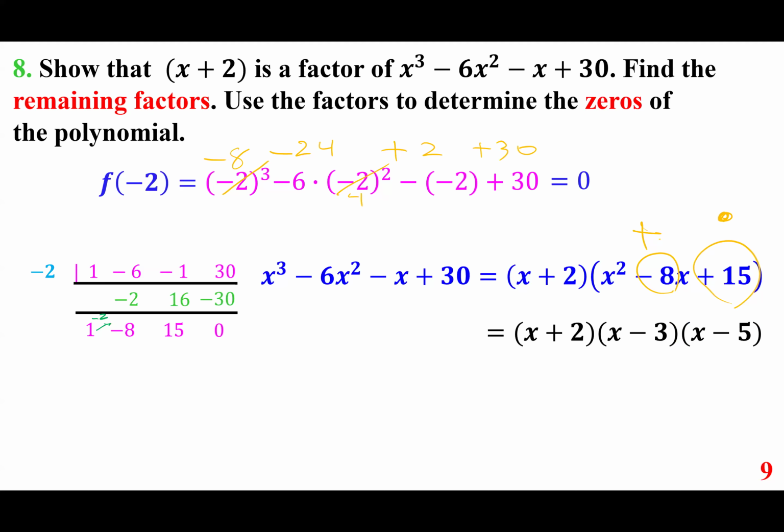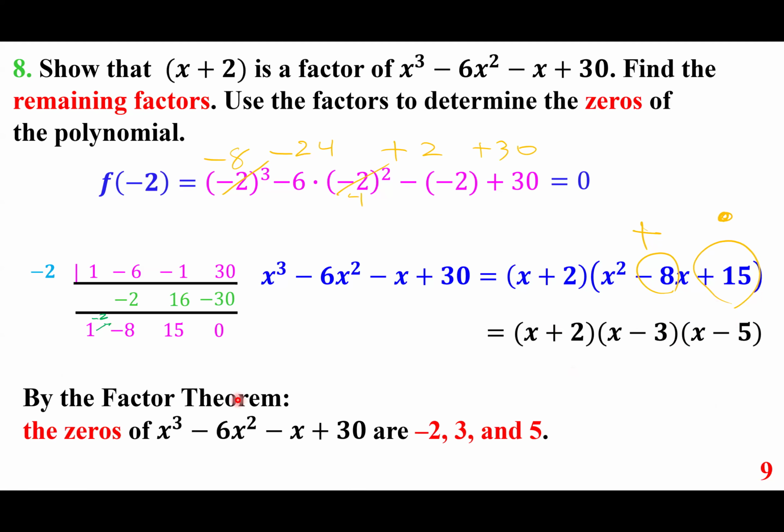Okay. So therefore, according to the factor theorem, x equals -2, x equals +3, and x equals +5. Those are the zeros. So we write by the factor theorem, the zeros of the polynomial x cubed minus 6x squared minus x plus 30 are -2, +3, +5, accordingly.